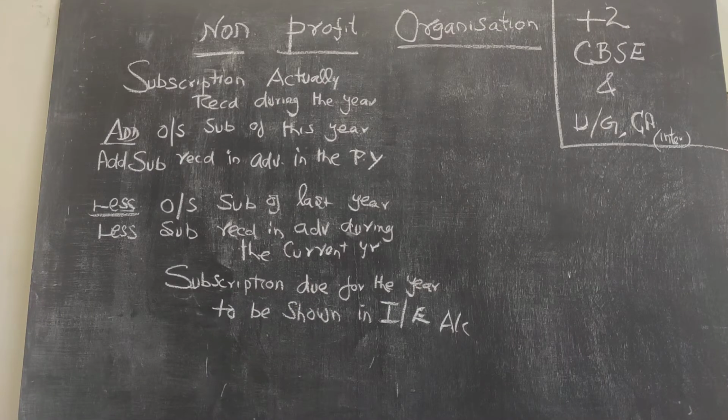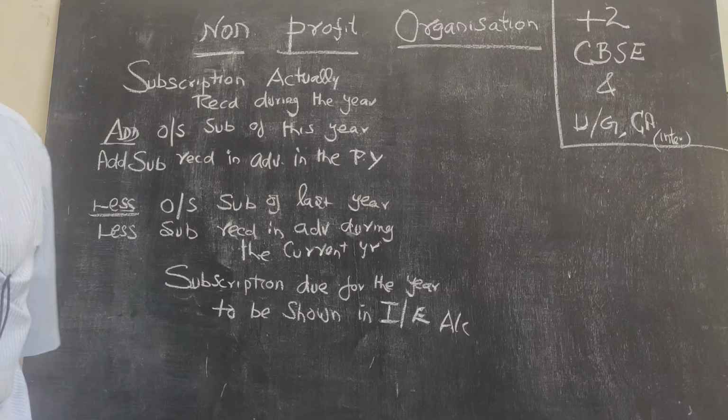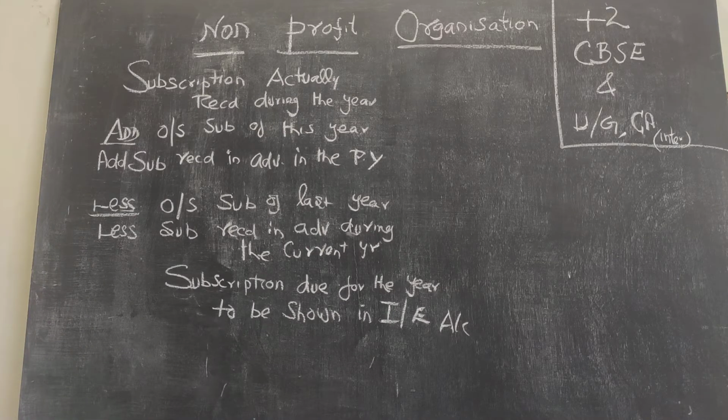In the case of, say, library, sports club and fine arts club, etc., they will be collecting subscription from members. The subscription may be normal subscription, yearly subscription, or life membership. We are going to consider only this subscription and not life membership, because life membership will go to the balance sheet and that is a liability. So one of the major incomes for a non-profit organization is subscription.